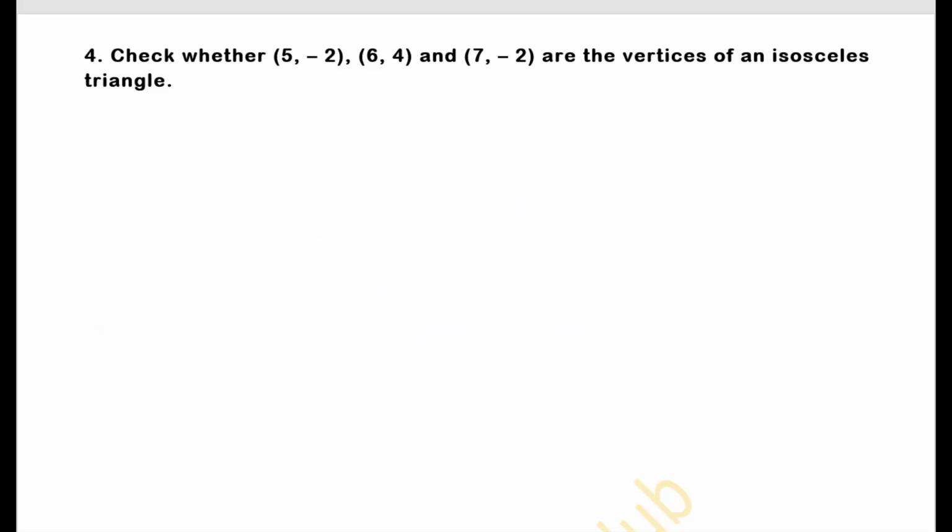Students, moving to the fourth question, we need to check whether (5, -2), (6, 4) and (7, -2) are the vertices of an isosceles triangle. What do you mean by an isosceles triangle? When any two sides of a triangle are equal. When two sides of a triangle are equal, then we can say it is an isosceles triangle.